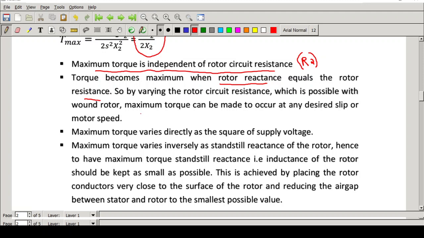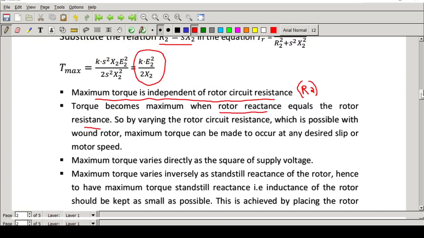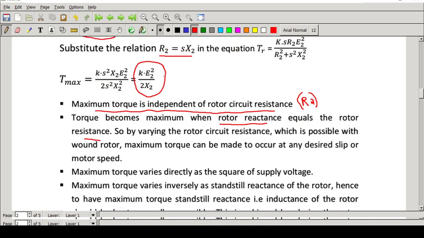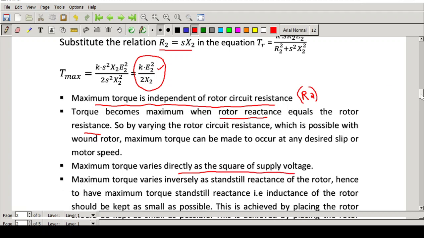Okay. Now, next thing is that I told you here we are considering the voltage or induced EMF V2, which is proportional to the supply voltage. So that means the maximum torque varies directly as the square of the supply voltage. Okay. The next thing is how we can get maximum torque.